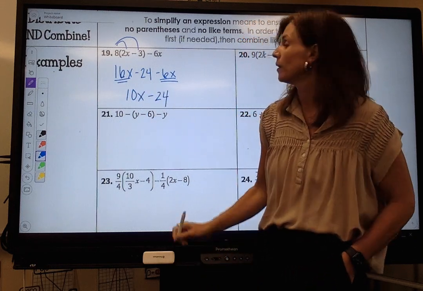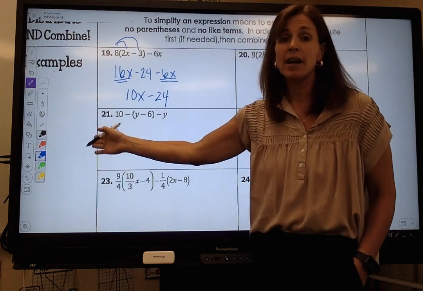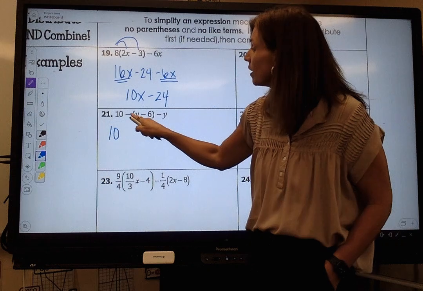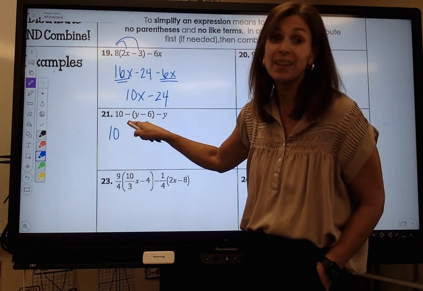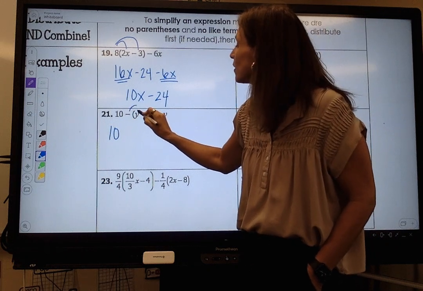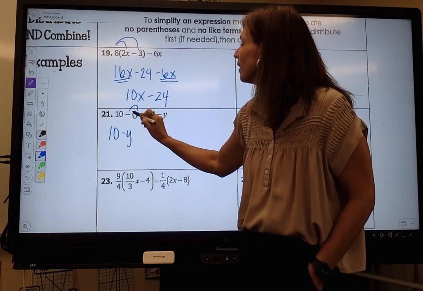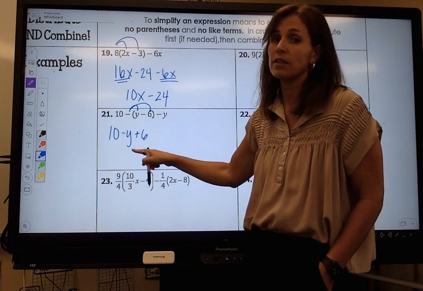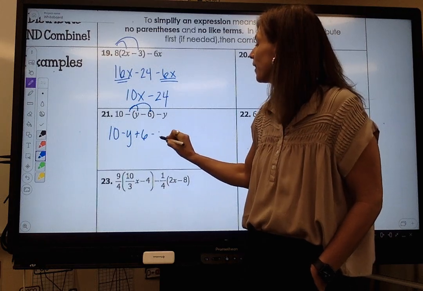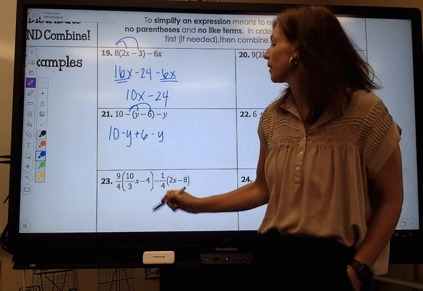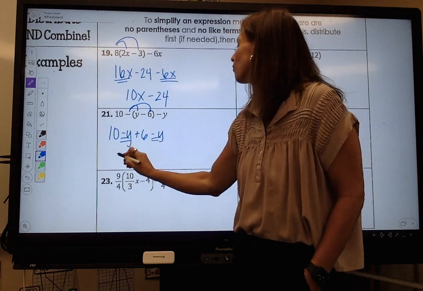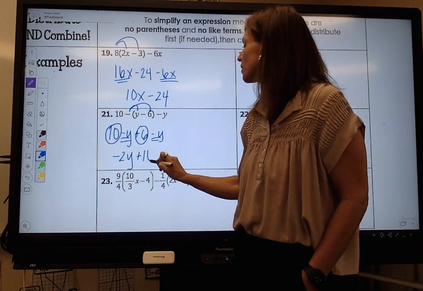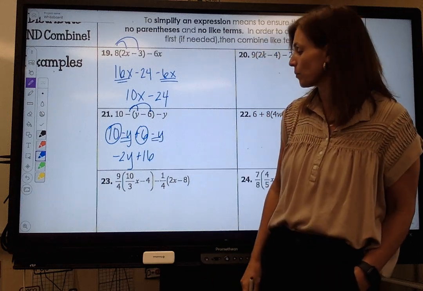Let's look at number 21. We have the 10. 10 is not being distributed here, right? The only thing that's being distributed is what is outside that parenthesis. And in this case, we have a negative. So a negative times a positive y is a negative y. And a negative times a negative 6 is a positive 6. Did you catch that? And then I bring down that negative y. When I combine my like terms, I have a negative y and a negative y, which is negative 2y. And then I have a 10 and a 6, which is positive 16. So that is my simplified expression.